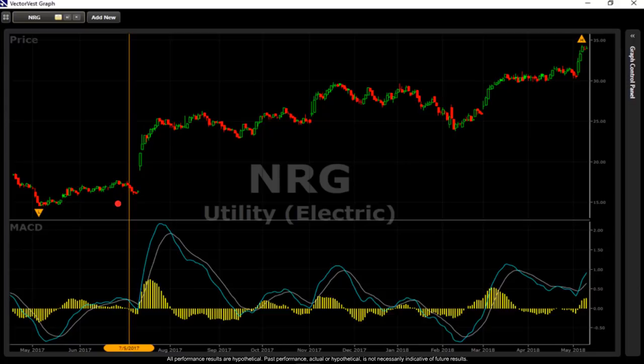A good time to exit, or to consider exiting, would be when the MACD histogram bars go negative. You can see here on July 5th of '17, that would have been a good time to help you protect profits. Now, I know what you're thinking: well, if I sold there, what happened 5 days later? The stock gapped up, but I missed out on all those gains.